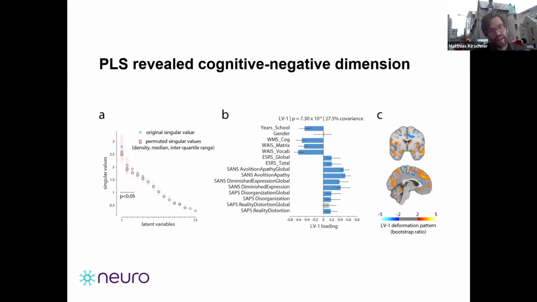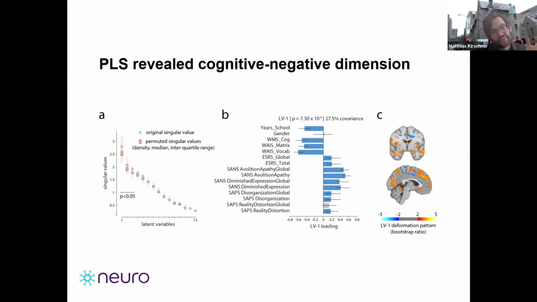Our PLS analysis revealed basically three significant latent variables, so latent associations between the clinical set of data and the neuroimaging data. In my talk, I will focus on the first latent clinical variable because this is the most stable one and the one we replicated, which I will show you in the next slide.